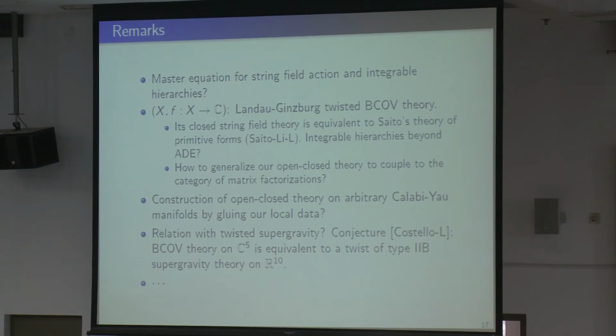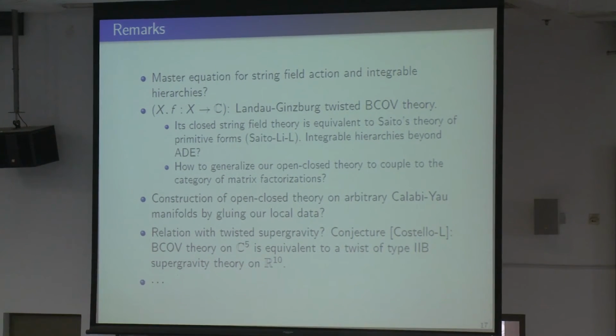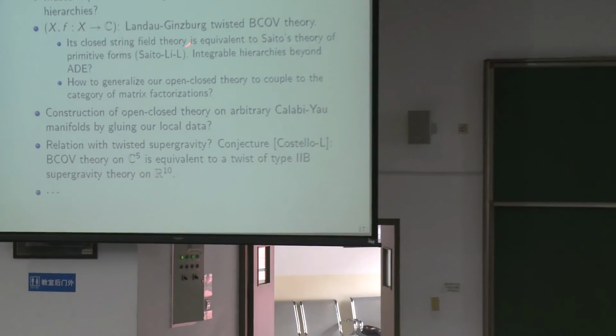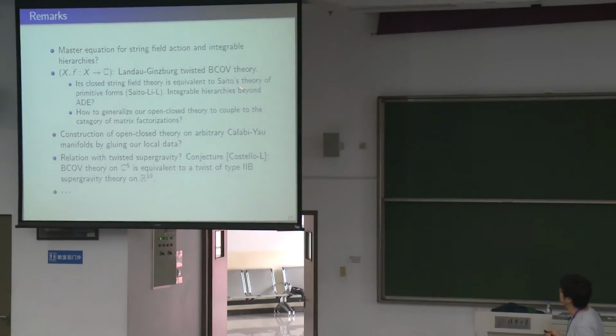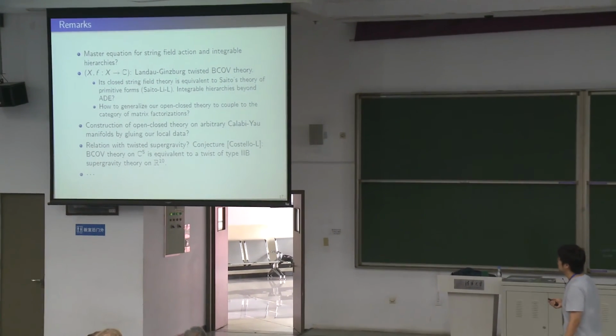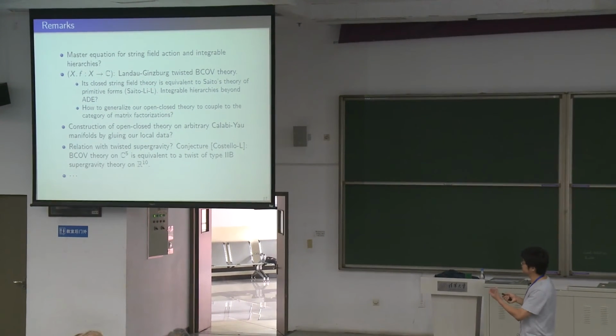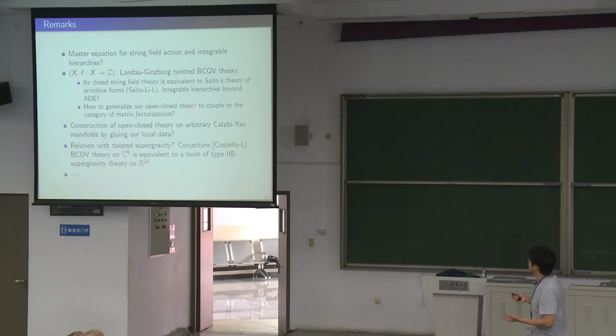Now, any remarks? Actually, the first remark I want to say is a relation between the master equation for the string field action and these integrable hierarchies. You observe something. Actually, you observe something more. So, for example, if you turn on a superpotential in this story, you get some kind of Landau-Ginzburg twisted theory. I can show that the closed string sector for this Landau-Ginzburg twisted theory is basically equivalent to some very remarkable story in mathematics. It's Saito's theory of primitive form. And actually, you can get more, like you find some natural interpretation of ADE integrable hierarchies for some simple singularities. But you might get more, like you might get some integrable hierarchies beyond ADE, but we haven't explored much about this yet.